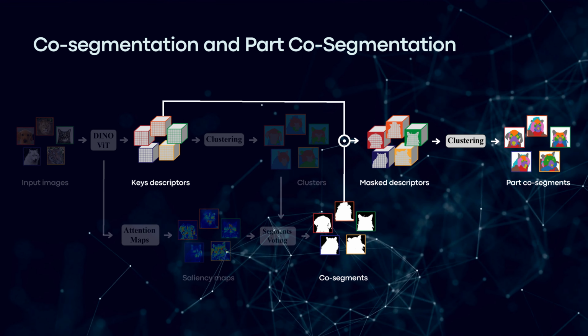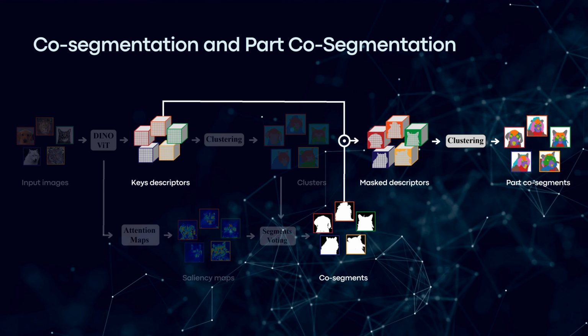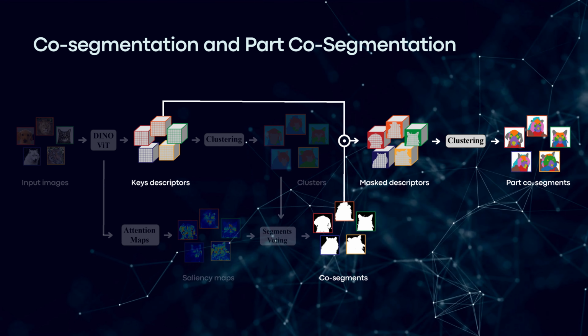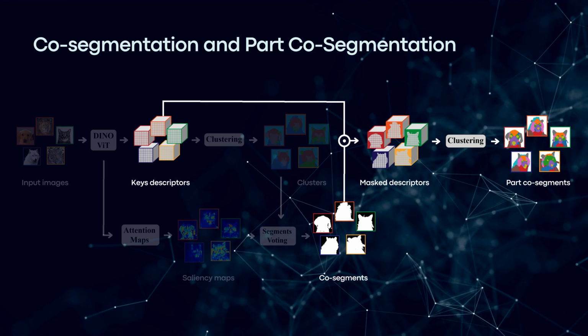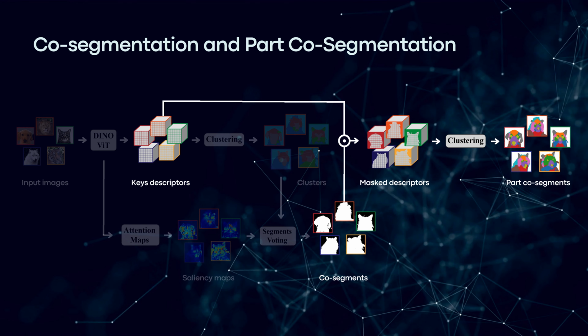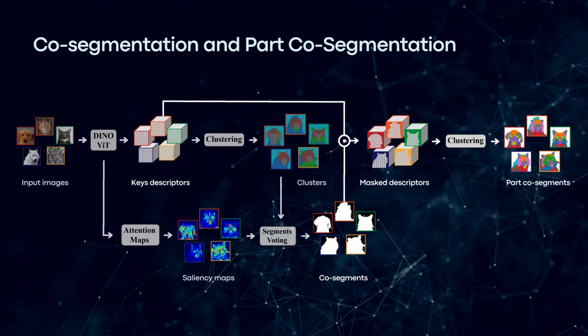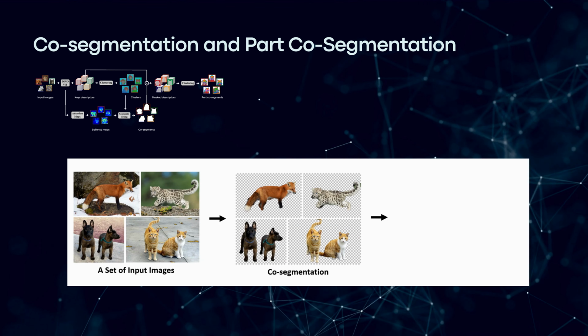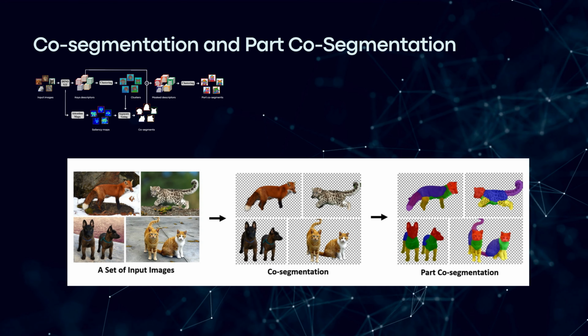To further co-segment the foreground objects into common parts, the clustering step is repeated only on foreground descriptors. The descriptors of common semantic parts across images are then grouped together. Here we can see some examples which show the applications of the co-segmentation and part co-segmentation pipeline.